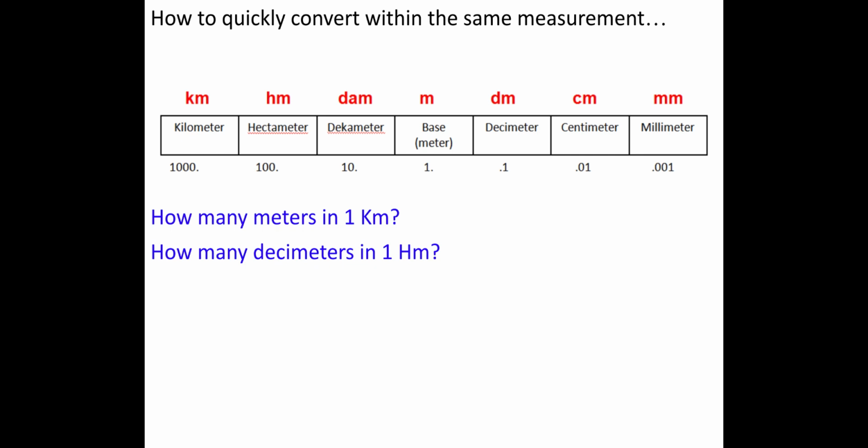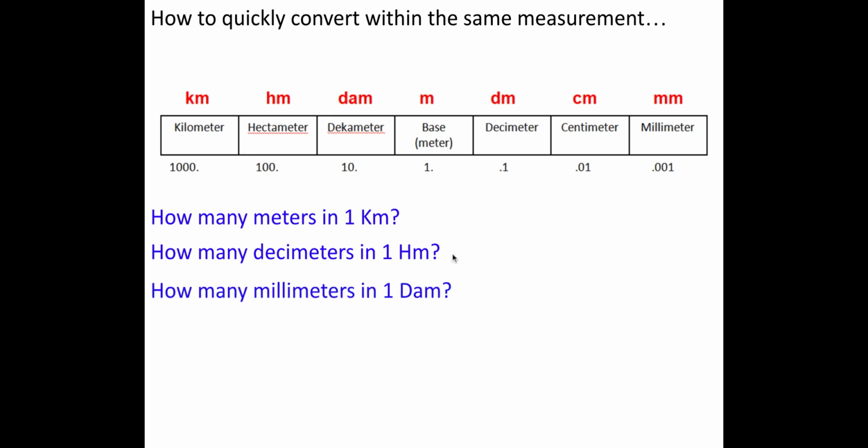Now, how many decimeters do you have in one hectometer? So I'm right here. I'm trying to see how many decimeters I have in 1 hectometer. So I'm here, 10 times 10 times 10. Moving to the right, you multiply. 10 times 10 times 10, that's 1,000. So there are 1,000 decimeters in 1 hectometer.